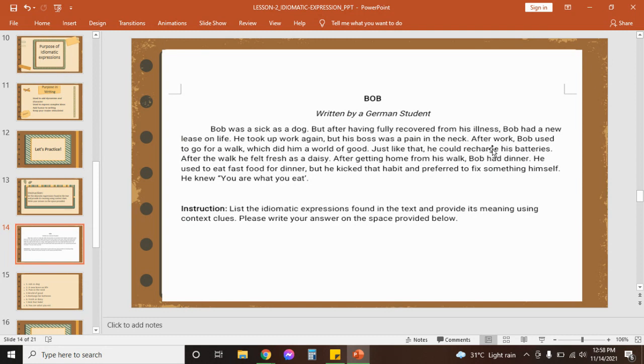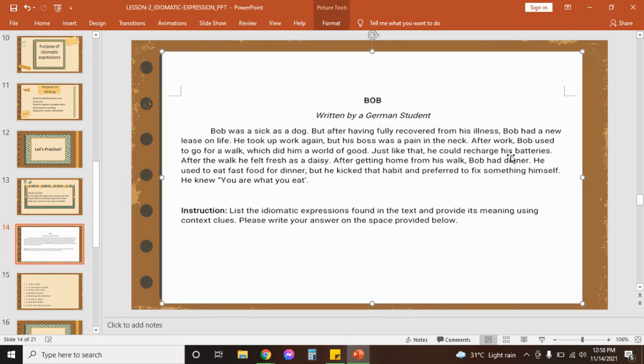What do you think is the idiomatic expression here? Recharge his batteries. Okay, very good. What do you think is the meaning of recharge his batteries? Para mabalik iyang kusog sa una. Yes, very good. To regain his energy. Because Bob was very sick and he did some exercise and now he regained his energy.